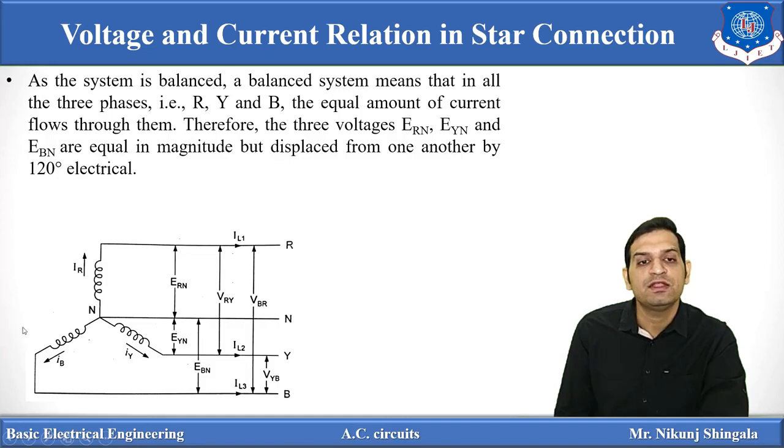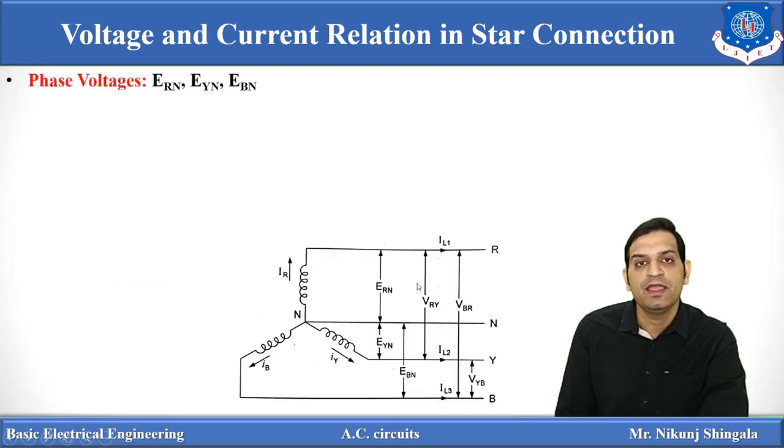So here in the basic setup, you can see three windings connected in star connection. One end of each is connected to a common point, which is nothing but the neutral point. Currents IR, IY and IB are the phase currents which are flowing through the windings. IL1, IL2 and IL3 are the line currents which are flowing through the three lines R, Y and B. ERN, EYN and EBN are the phase voltages. Now let us define each and every quantity related to the star connection.